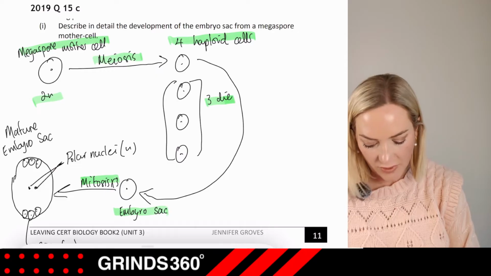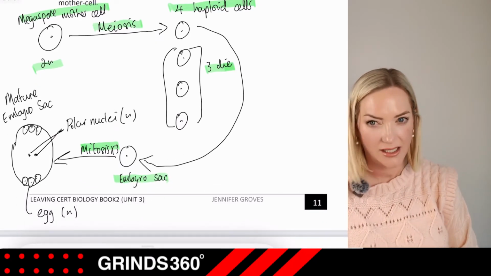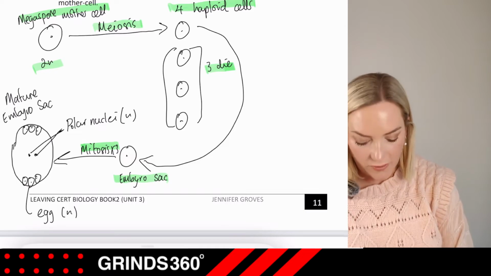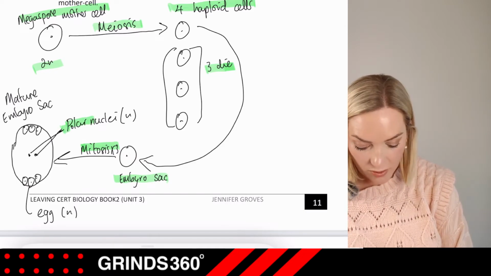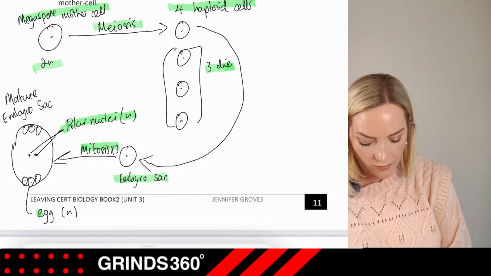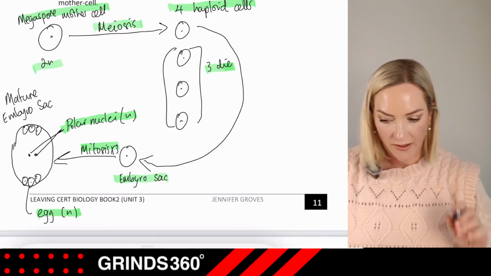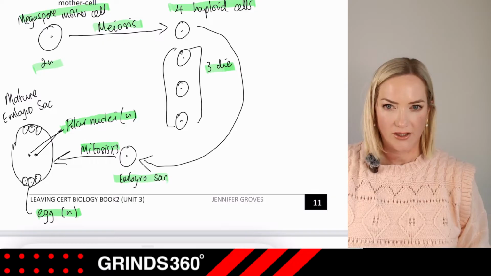And in our mature embryo sac, we have 8 nuclei. So we can see here 1, 2, 3, 4, 5, 6, 7, 8, of which 2 will become our polar nuclei and 1 will become our egg. So that's all we need to say for female gamete formation.